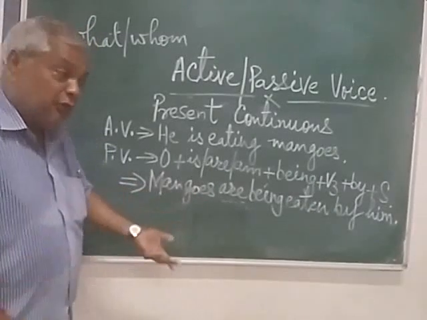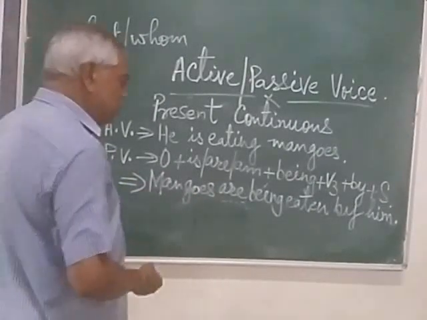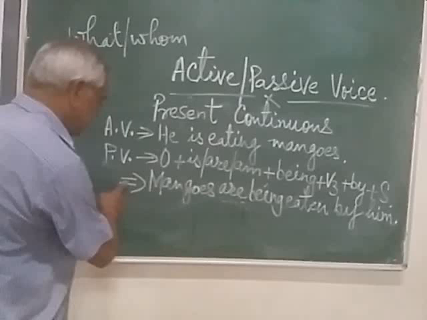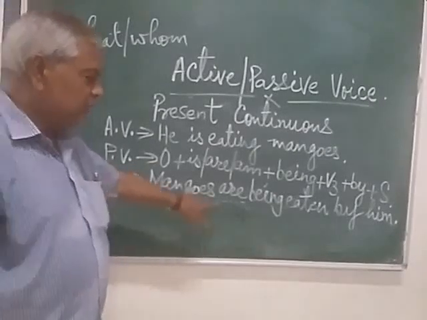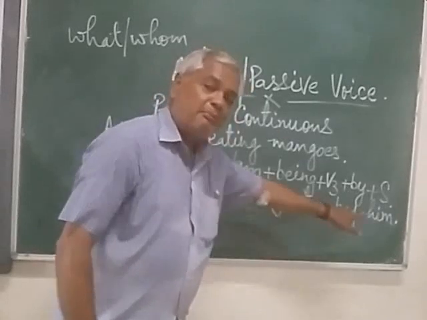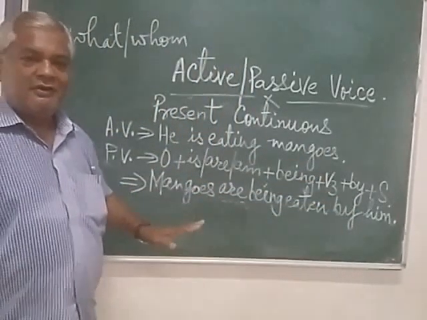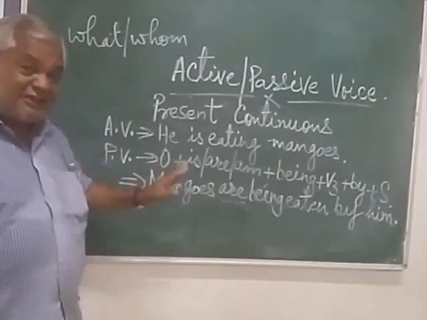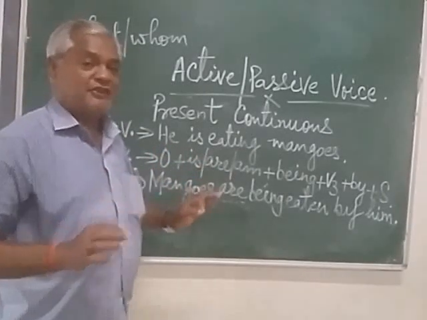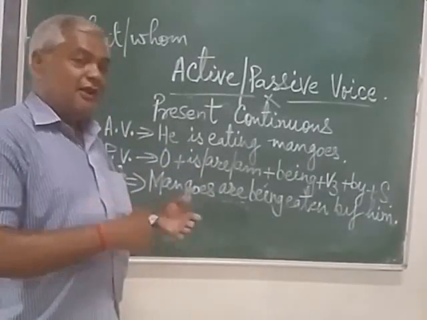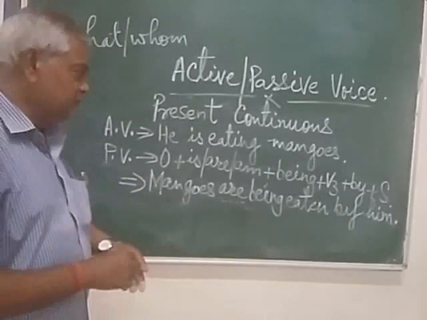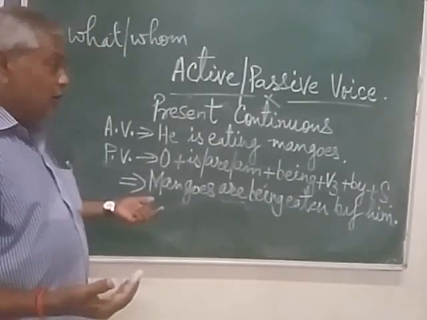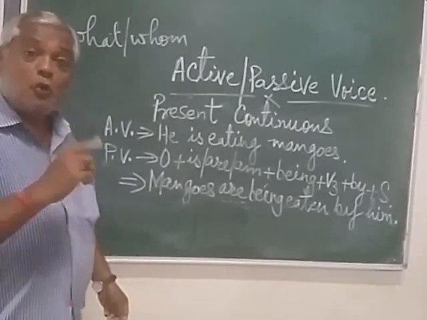If it is an interrogative sentence, what shall we do? The helping verb should be written first. So, are mangoes being eaten by him? So, likewise, you should understand this technique, and accordingly you can change from active voice to passive voice. Now, you will come to know about the WHO question.